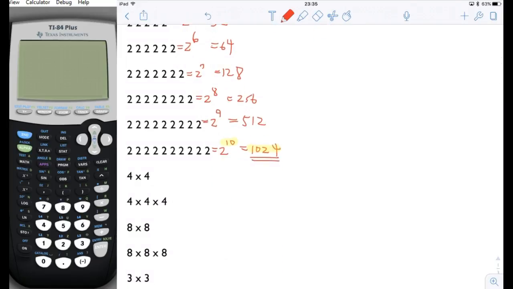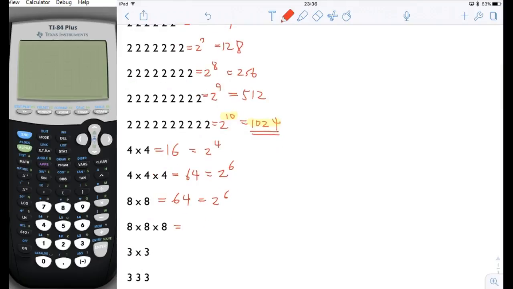Another thing that these powers of 2 are useful for is if you know the powers of 2, then you also know the powers of 4, because as you can see, 4 times 4 is 16. That's a power of 2, right? That happens to be 2 to the 4th. And 4 times 4 times 4 is 64. That happens to be 2 to the 6th, which is the same thing as 8 times 8, right? 8 times 8 is 64. That's the same thing as 2 to the 6th. 8 times 8 times 8 is equal to 2 to the 9th, which is equal to 512.